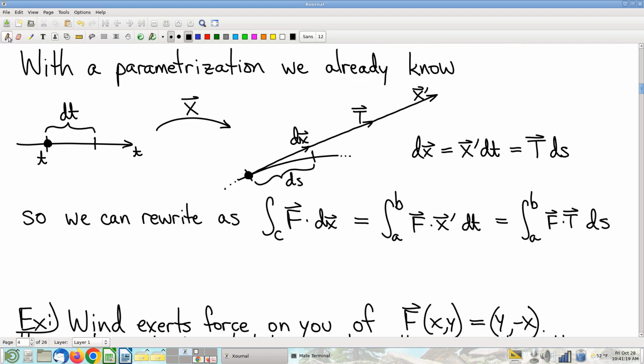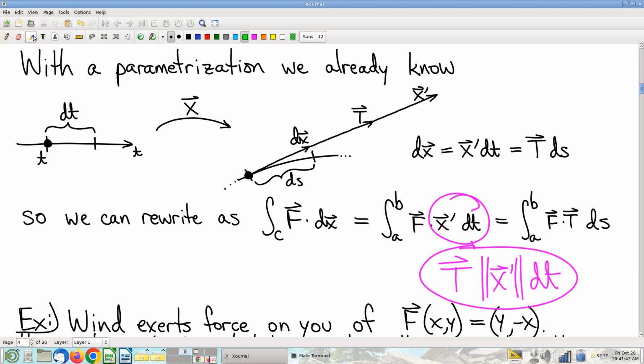And let me rewrite this. Oh, let me do this in a better color. Do this in purple. x prime dt, I'm going to rewrite that as the unit tangent vector times the magnitude of x prime dt. Right? So effectively, what I've done here is I have separated out the direction and the magnitude of the velocity vector. So there's your stretching factor. It's right here. It was just kind of hidden inside of the velocity vector. Is that fair? Right.